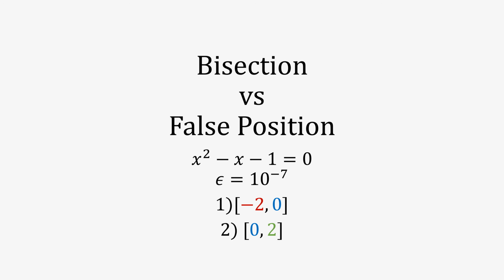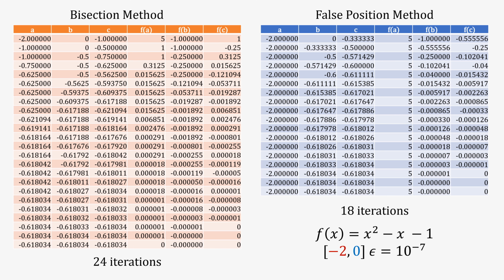Let's compare bisection versus false position method using x squared minus x minus 1 is equal to 0. And we'll try to find both roots, so we'll do this twice, one with the interval -2 to 0, and one with the interval 0 to 2. Here are our results for the first interval of -2 to 0. Bisection method is on the left, while false position method is on the right. And bisection took 24 iterations to complete, where false position needed only 18.